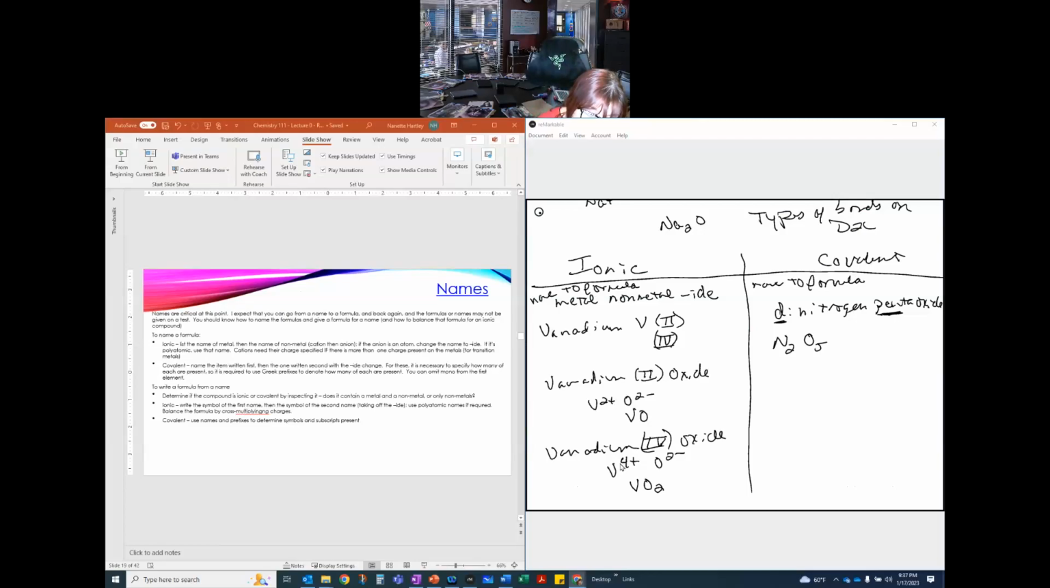Now, when we talk about going from a formula to a name, if we have an NO2, we have technically a mononitrogen dioxide. And it's always an "ide" at the end rather than oxygen. Now, are we required to write the mono? No, that first one we can leave off the mono. If it's a single one, we can say nitrogen dioxide.